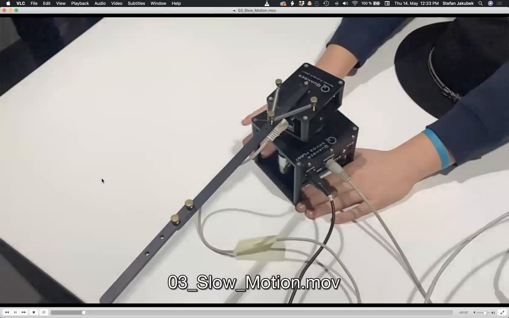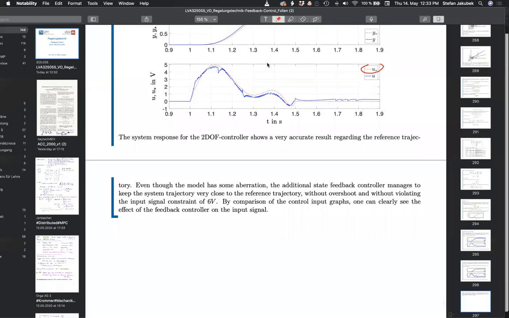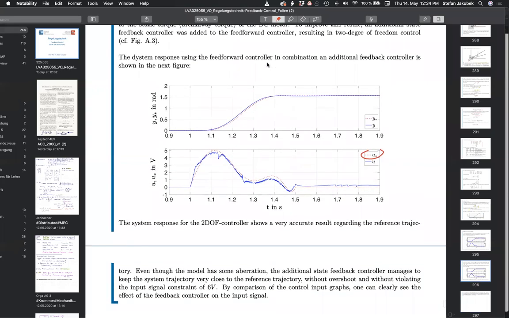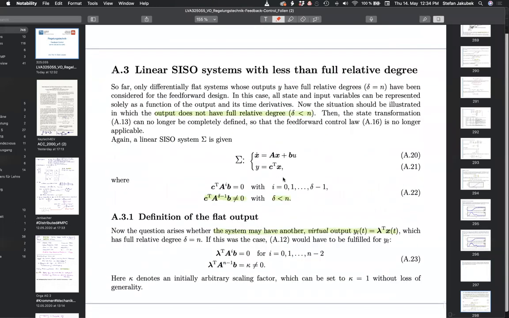For systems with full relative degree, now the question comes, and you already know it: what happens if we want to feed-forward control a system that does not have full relative degree? This is the second part of this chapter. Again, I'm only going to cover it for linear systems. It's a lot more complicated for nonlinear systems, but the idea is the same.